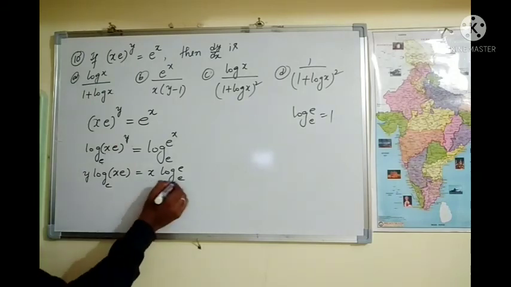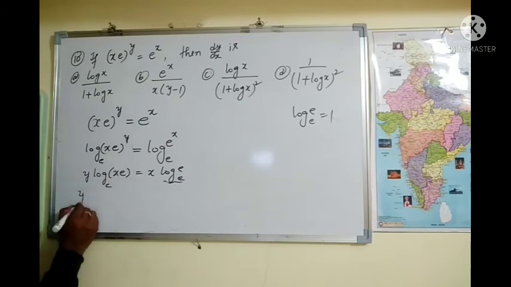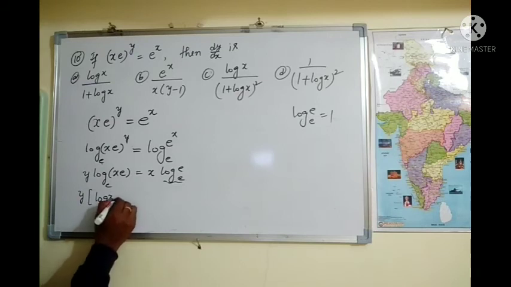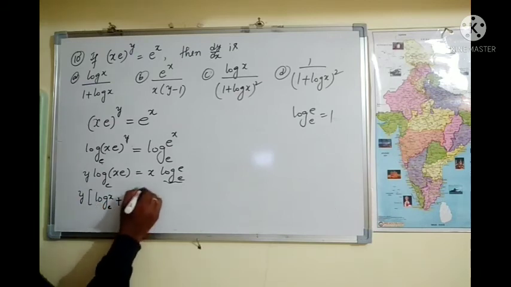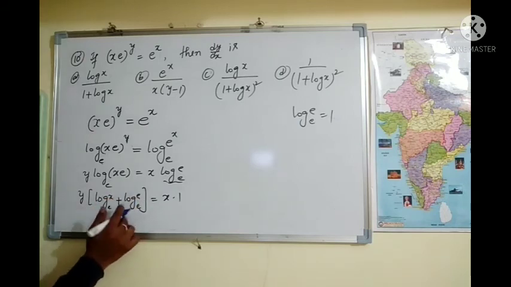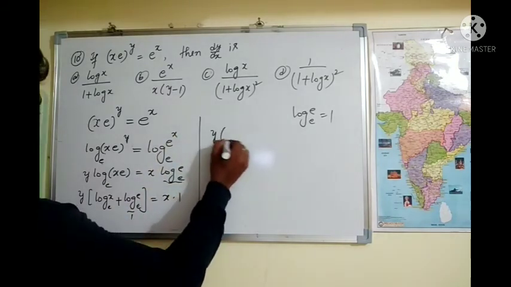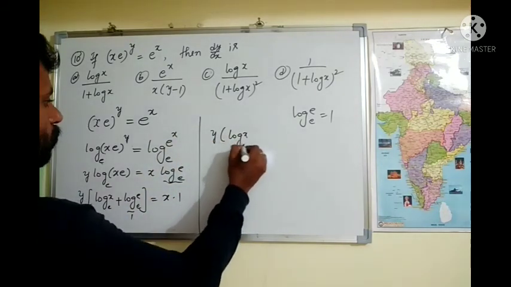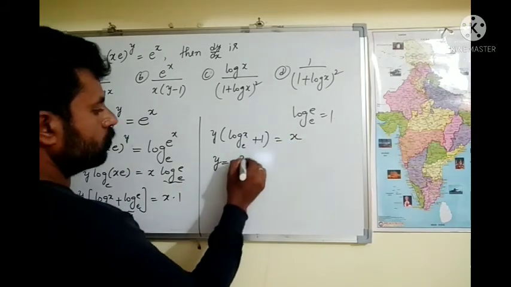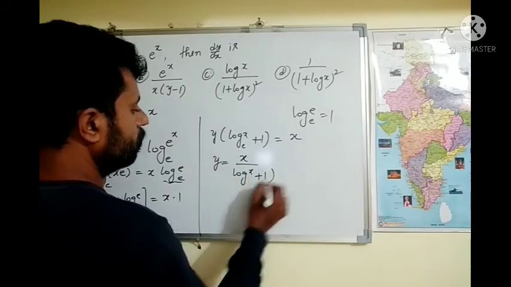Now here you can substitute the value of this result as 1. Next, log of A into B is given as y into (log x base e plus log e base e) is equal to x into 1. Here also we have log e base e form, and we substitute the value 1. Next, y into (log x base e plus 1) is equal to x. Next, y is equal to x divided by (log x plus 1), taking the denominator to the right side.